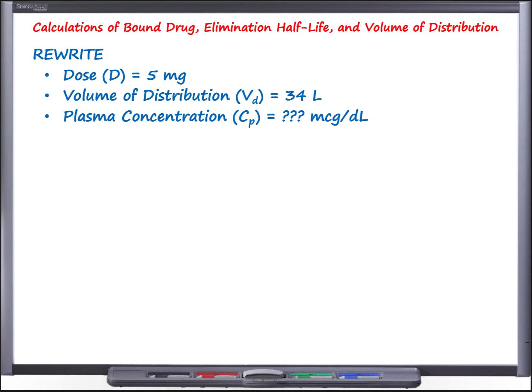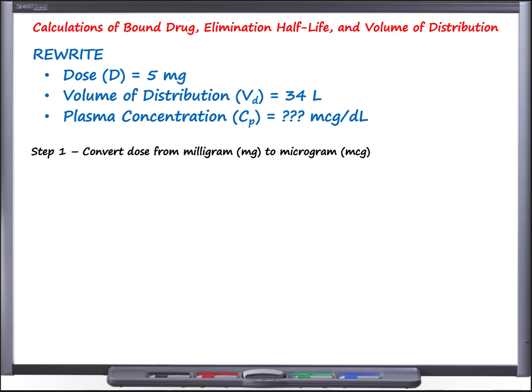There is no absorption. All of that dose was given directly into the blood. We were also told that the volume of distribution was 34 liters. So now we're going to calculate for the plasma concentration. I'll remind you, it wanted the plasma concentration in specific units of micrograms per deciliter. So let's do one thing at a time.